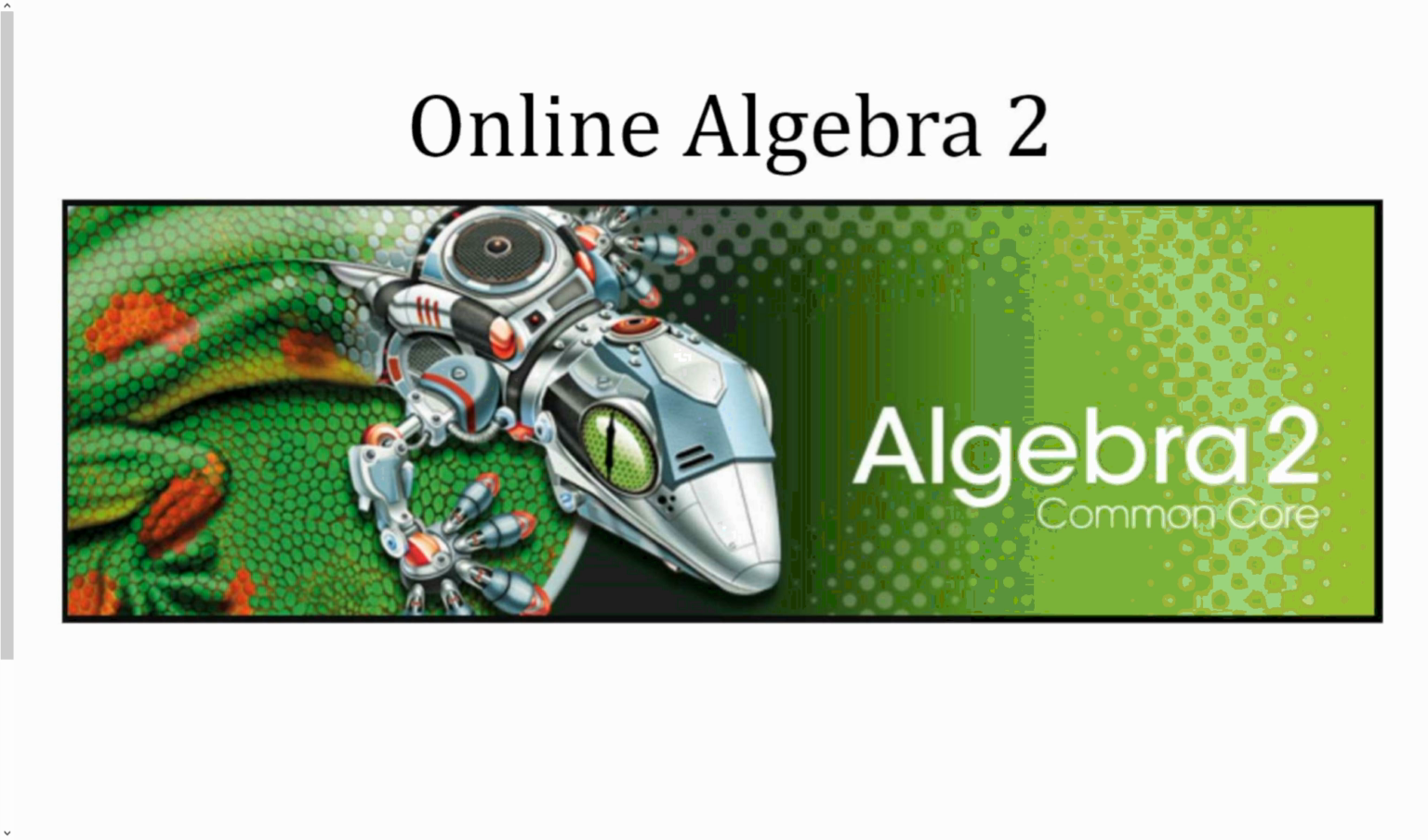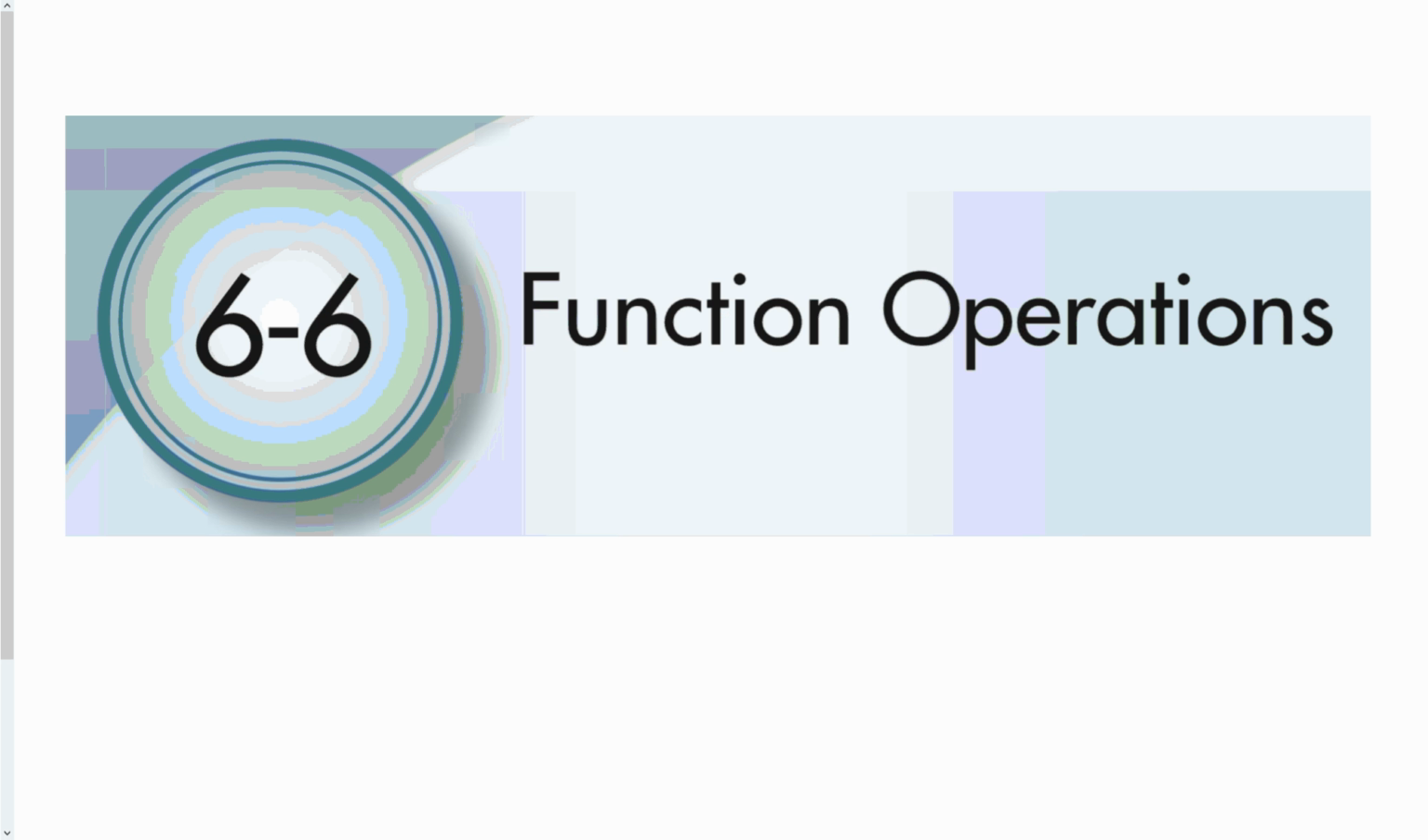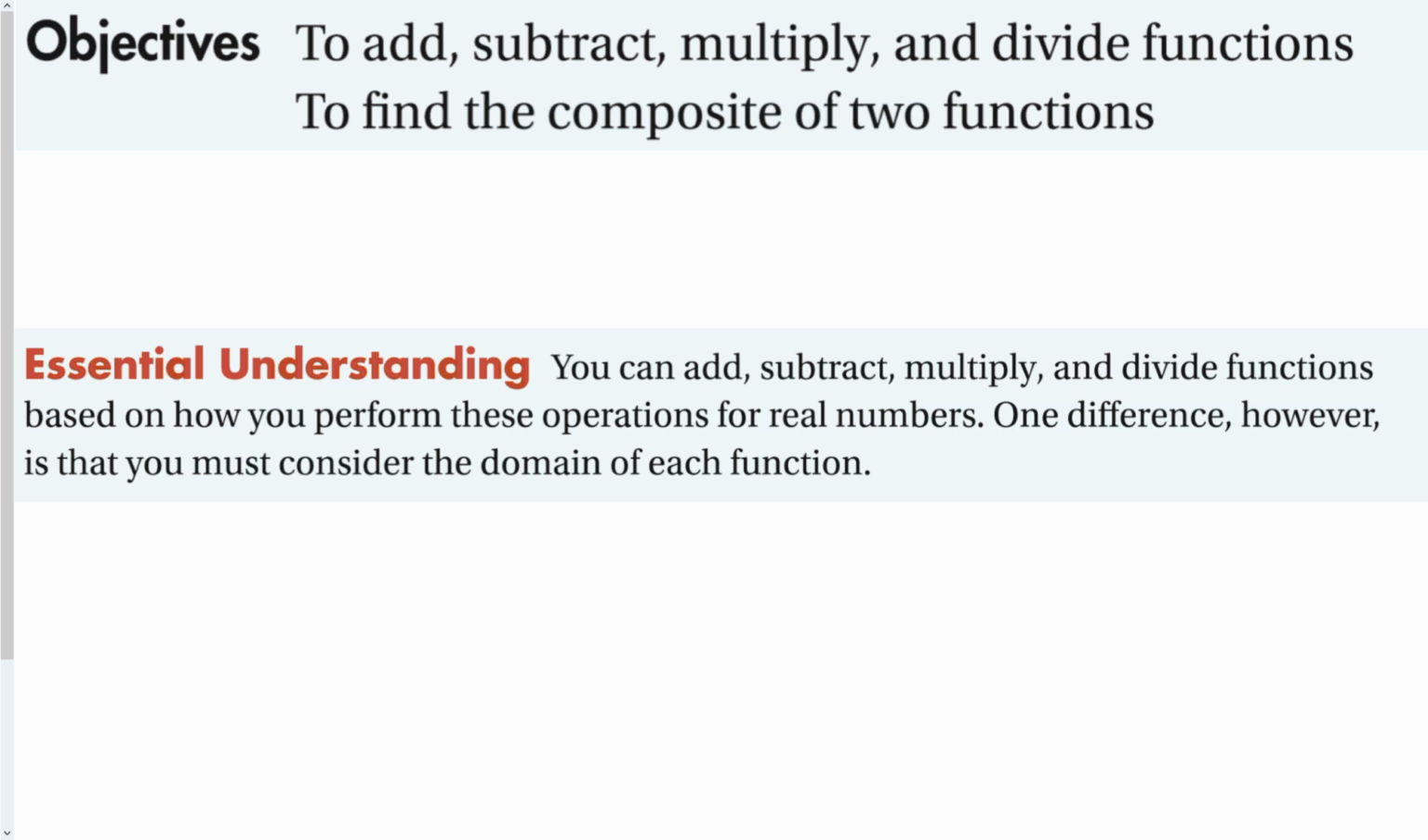And today we're going to be going over section 6-6, function operations. So our objective here is to use function notation and to add, subtract, multiply, and divide functions, and then to do something called finding the composite of two functions. And then we'll finish off with a fun thing called a difference quotient.